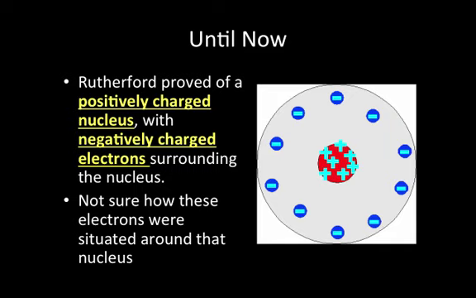Up until now, like we said before, Rutherford proved a positively charged nucleus, as you can see there in the center, with negatively charged electrons surrounding it. But we really didn't have much of an idea about how these electrons were situated around the nucleus. Did they orbit around the nucleus? Are they just existing somewhere around the nucleus? Are they paired together? Are they moving about? Are they stationary? We don't know this information. And so we have to perform more experimentation to come to some conclusions about what these electrons are doing. And that's exactly what happened over the course of the next 60 years after all of the Rutherford experimentation.